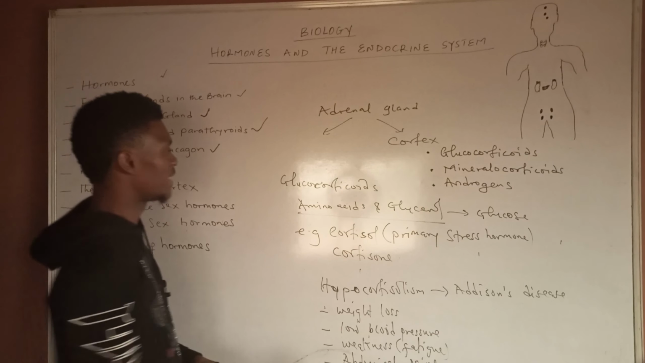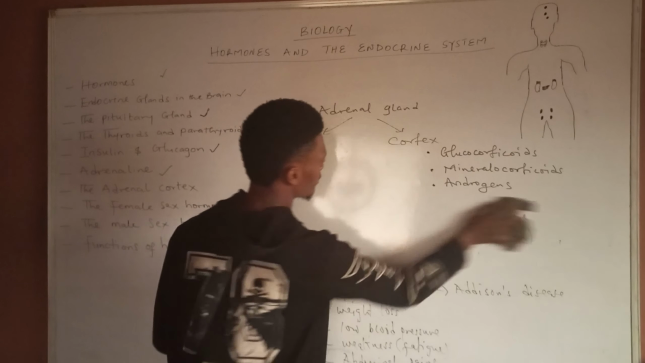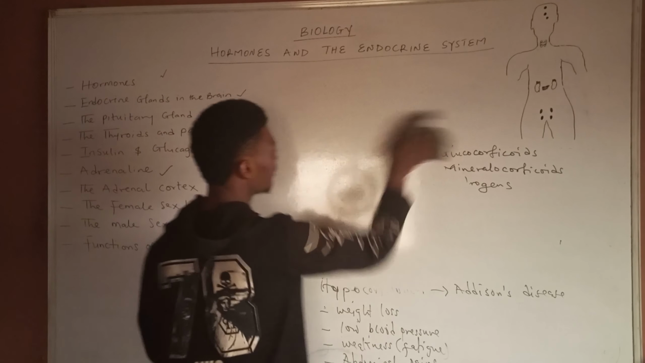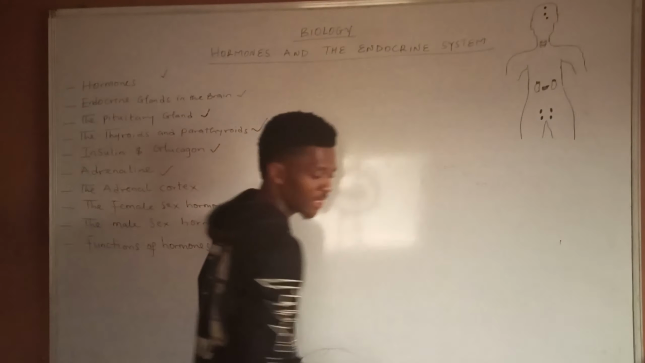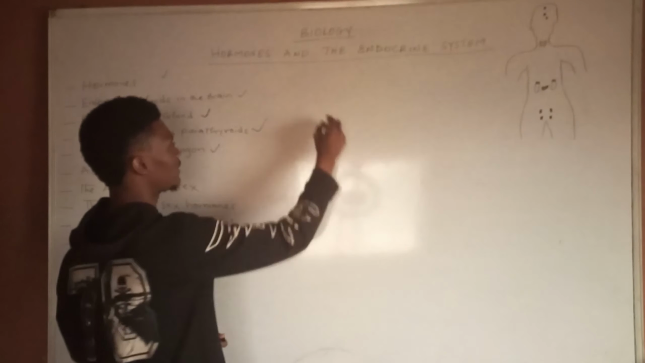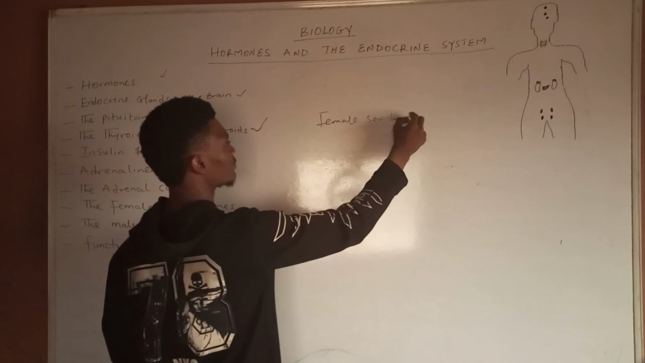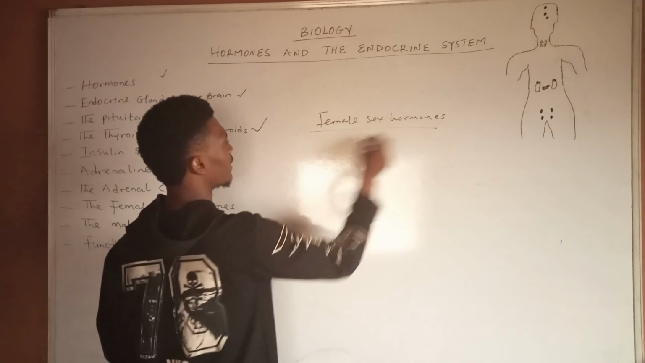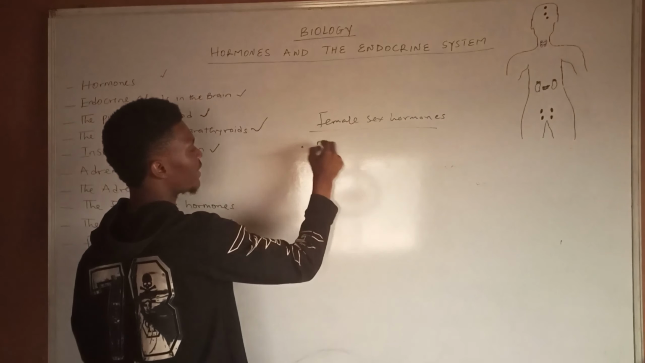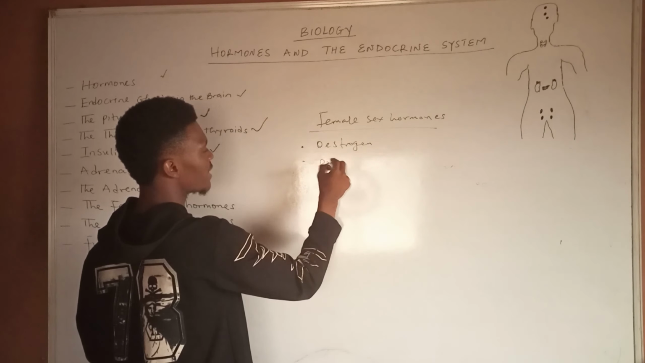All right, then the next is the female sex hormones. What are the female sex hormones that we have? Now, for the female sex hormones, we have two basic female sex hormones, and they include the estrogen and the progesterone.